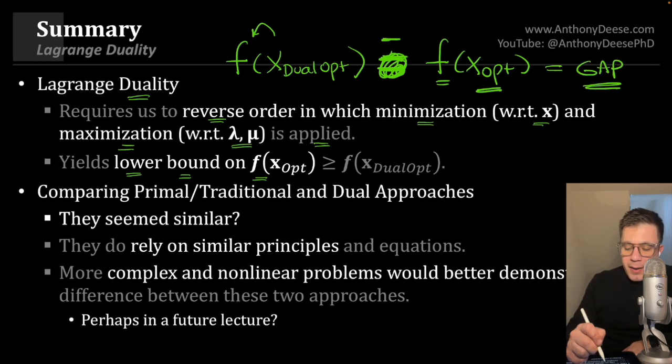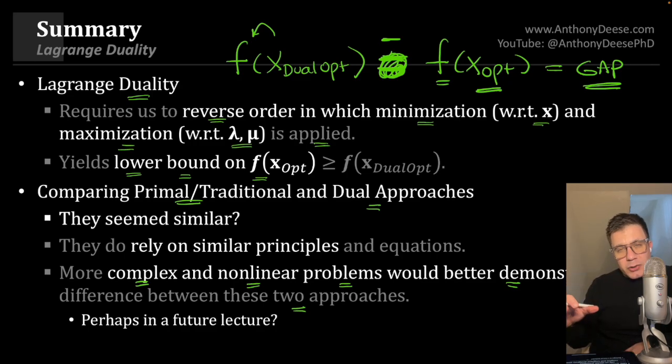So if we compare the primal or traditional and dual approaches, there are some questions that arise. I mean, they did seem pretty similar. They do rely on similar principles and equations. So what's the point of doing this? Really, to understand the value, you'd have to dive into more complex and nonlinear problems. They would better demonstrate the difference between these two approaches, and that's something I hope to get to in a future lecture. My goal in this module was really just to explain what the duality concept is, highlight a couple of main characteristics, and demonstrate how you can apply the duality approach to a pretty manageable example.